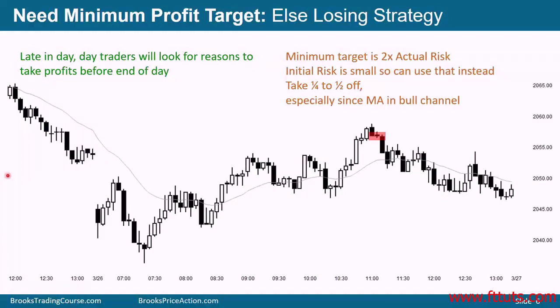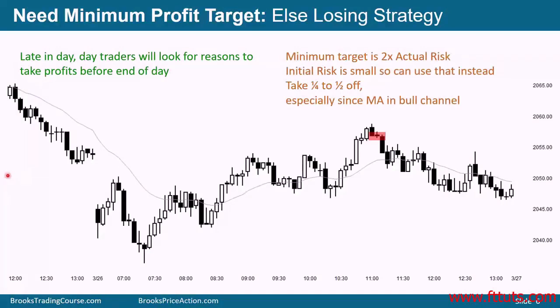Also, the minimum reward is rarely the best reward. The minimum is just the minimum needed to make the trader's equation positive. Like anything in life, going for a minimum is not always the best choice. And if you're taking profits consistently at the minimum level, that is not a good thing.